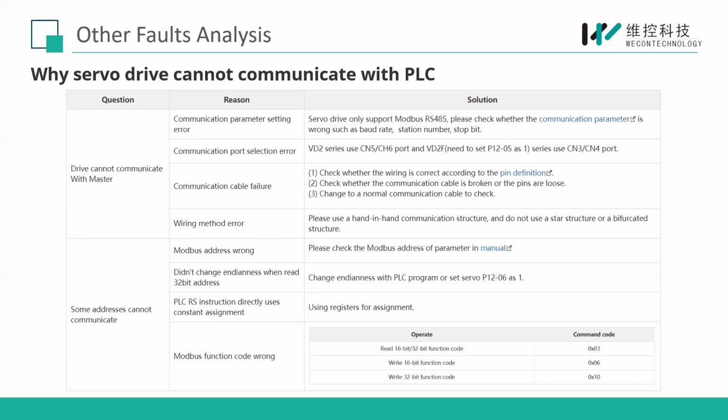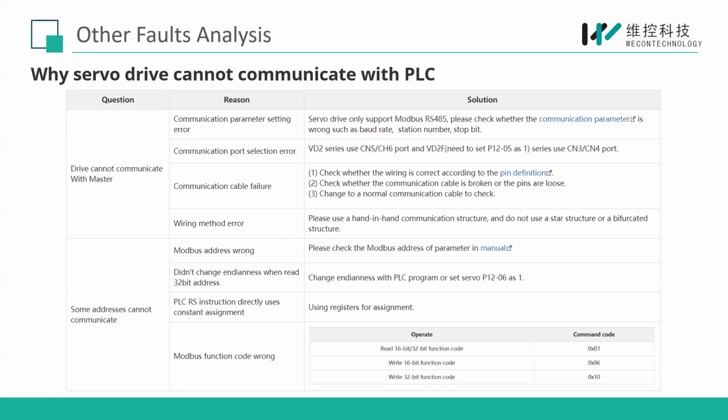And next, we need to check the communication address. For example, check the Modbus address, and you can check the Modbus address in our Wacom Support Center. They have a table, a list about it. And the second is about the byte order of our 32-bit address. Because for some devices, some PLCs, maybe we need to change the endianness of our 32-bit address.